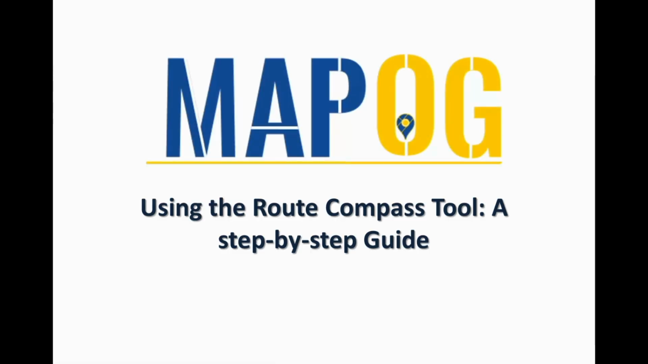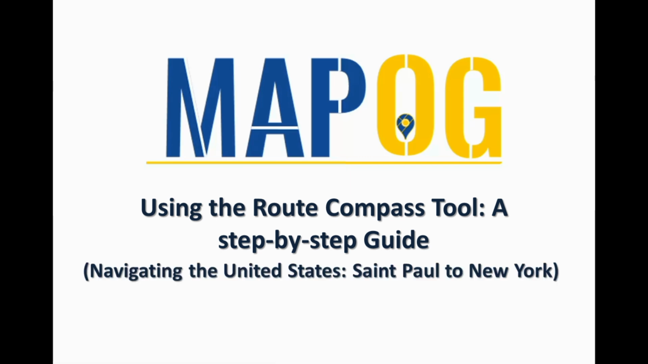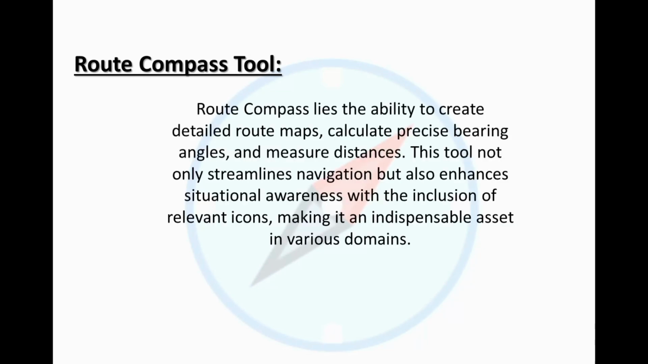Today we will explore how this powerful tool, including its mobile application, can revolutionize navigation and planning for travelers and military operations alike. At the heart of the Route Compass lies the ability to create detailed route maps, calculate precise bearings and angles, and measure distances. This tool not only streamlines navigation but also enhances situational awareness with the inclusion of relevant icons, making it an indispensable asset in various domains.